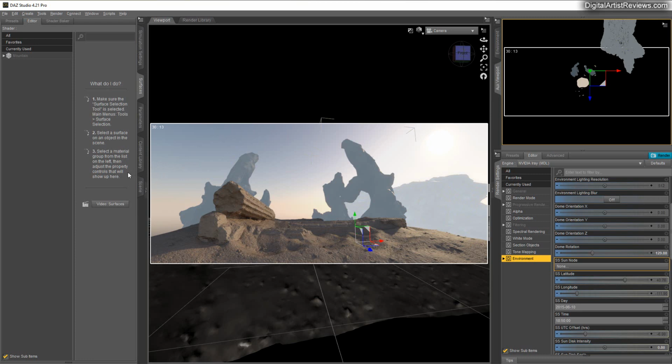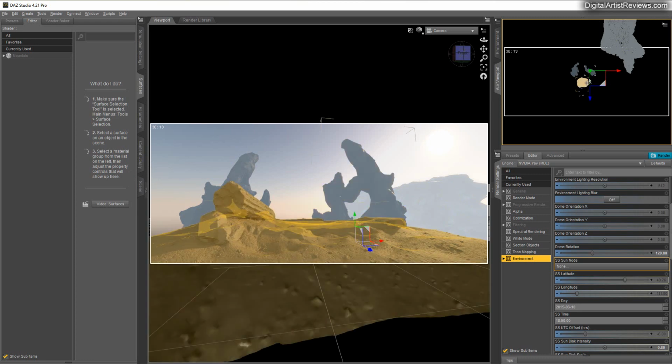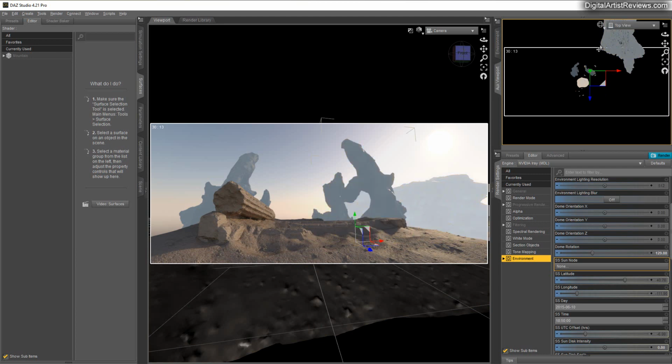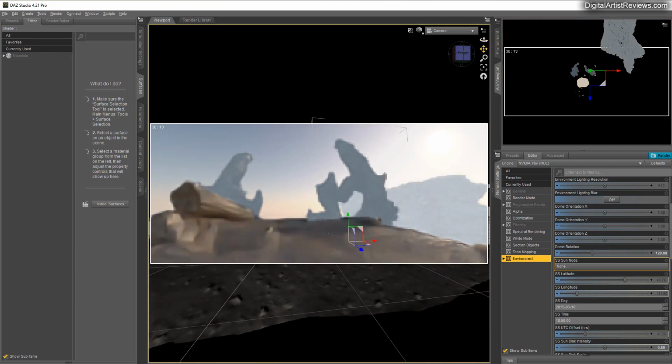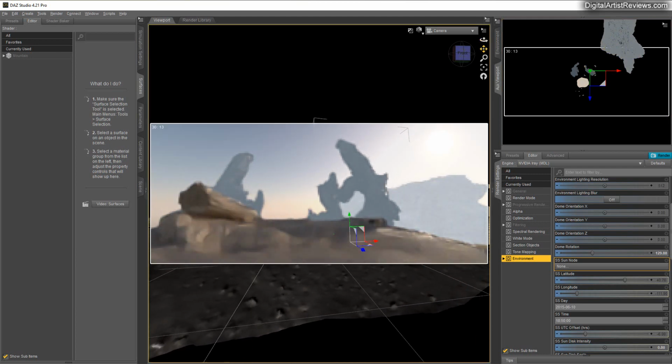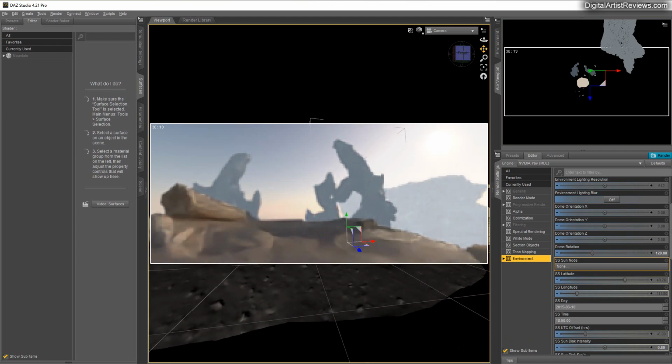Now, they obviously need to be spaced out and at a distance so that you get that parallax effect, right? This is called parallax effect.